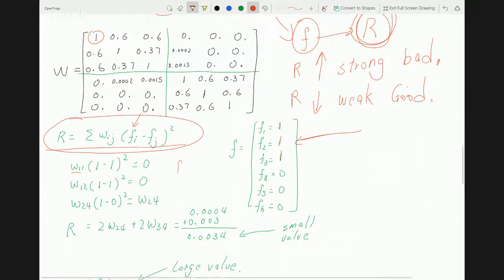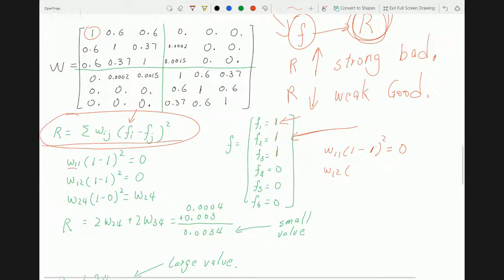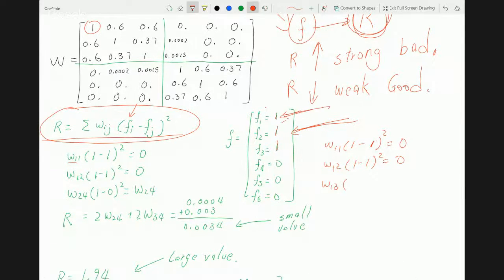Let's write here W11, and then we have F1, which is 1, minus F1. So this will give us a square, which gives us 0. The next one will be W12, and then F1 here, F2 here. So it'll be 1 minus 1 again, 0. Now W13, again 1 and 3, so it's 1 minus 1 again, 0.